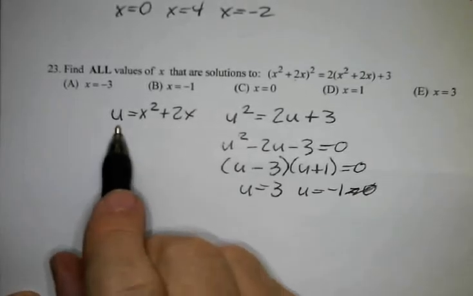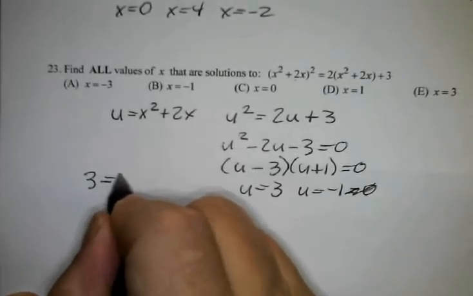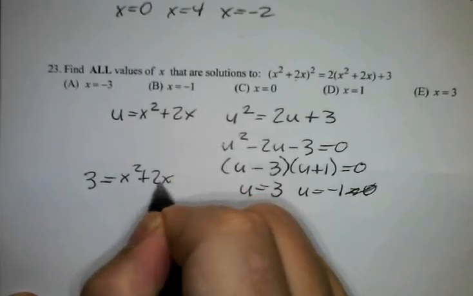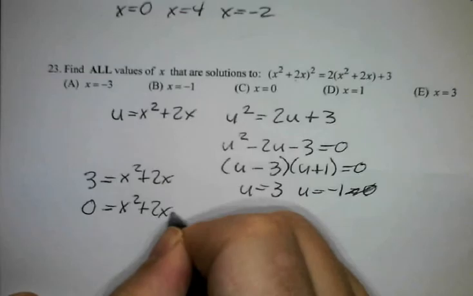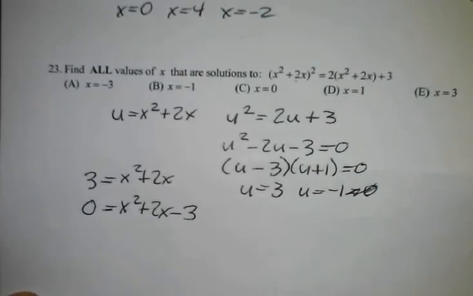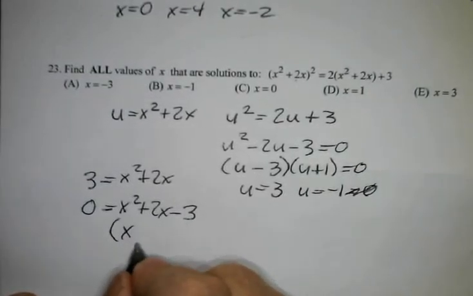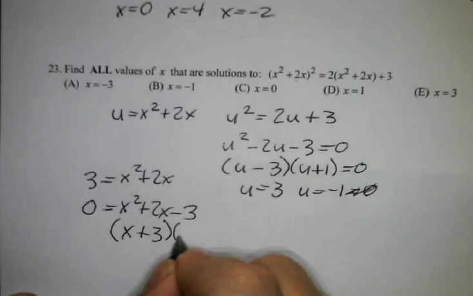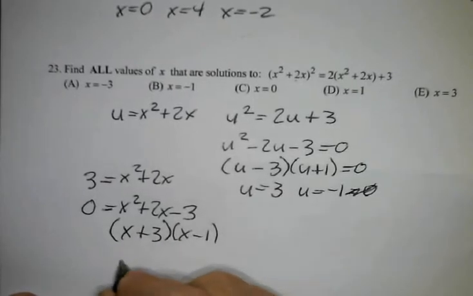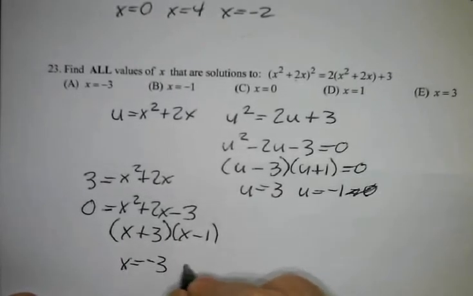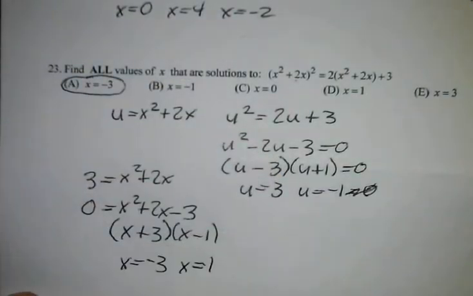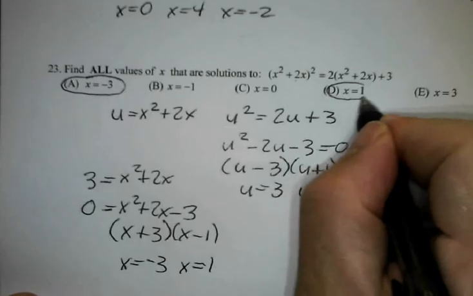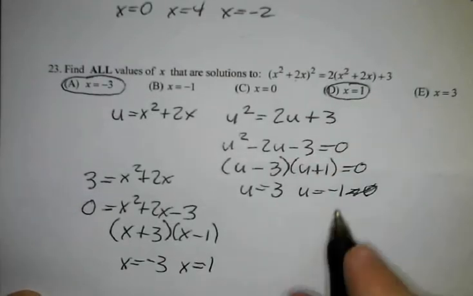So now I'm going to go back to u. 3 equals x squared plus 2x. 0 equals x squared plus 2x minus 3. This factors to x plus 3, x minus 1. So I got x equals negative 3 and x equals 1. So there's x equals negative 3. There's x equals 1. Now I got to deal with the other one.